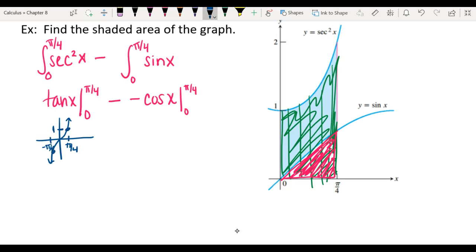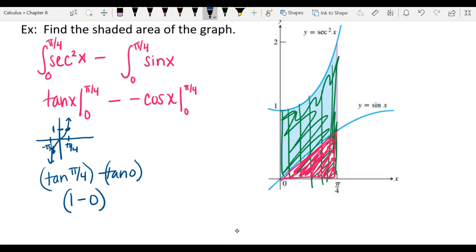I'm going to do the tan one first. If we look at the graph of tan, where at pi over 4, you hit the number 1, and at negative pi over 4, you hit negative 1. So if I'm looking at tan at pi over 4 minus tan of 0, what is tan at pi over 4? So this is 1 minus 0 from this first part.